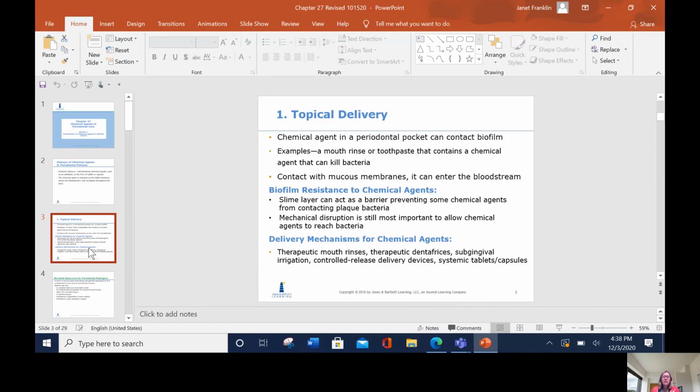Topical chemical agents in a periodontal pocket can contact biofilm. So examples: a mouth rinse or a toothpaste that contains a chemical agent that can kill bacteria.